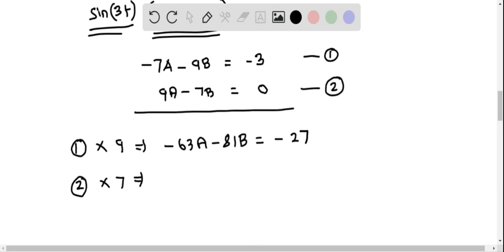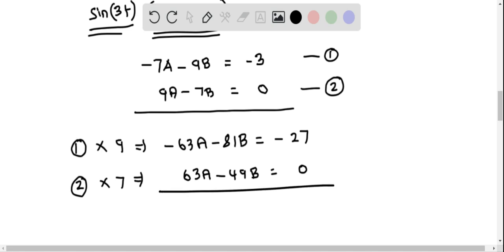Now multiply the second equation by 7. So 9 times 7 is 63, so it is 63a. 7 times negative 7 is negative 49b. And this equals 7 times 0, which is 0. So now we have to add these two equations. So negative 63a, positive 63a, they will get cancelled.